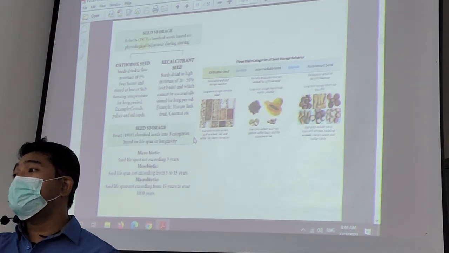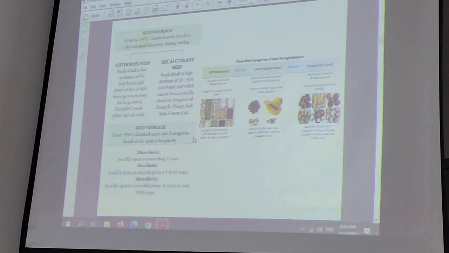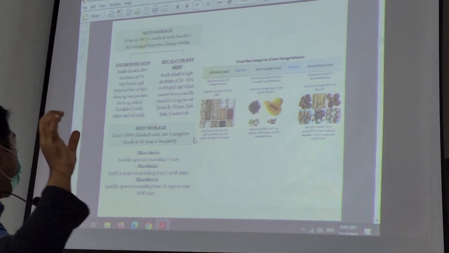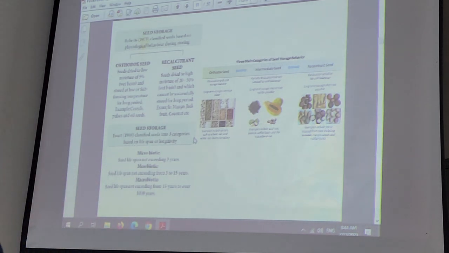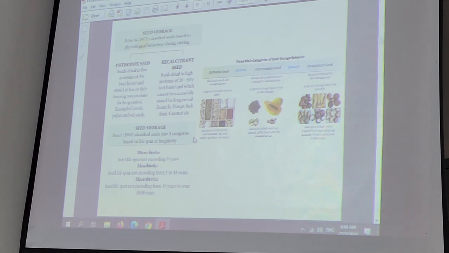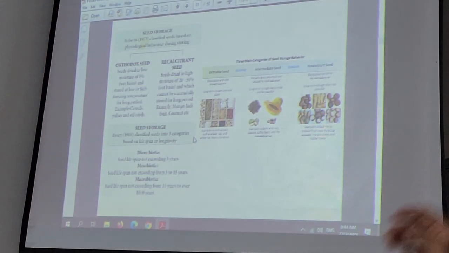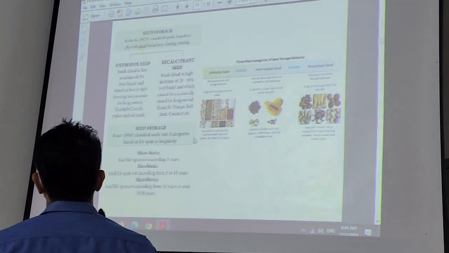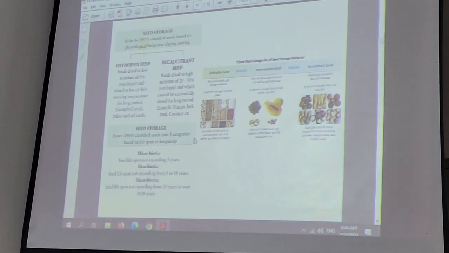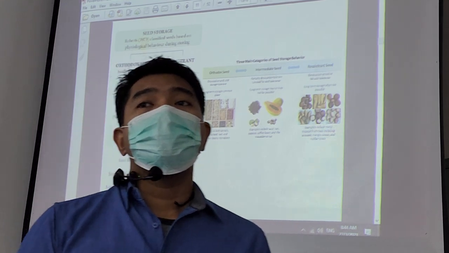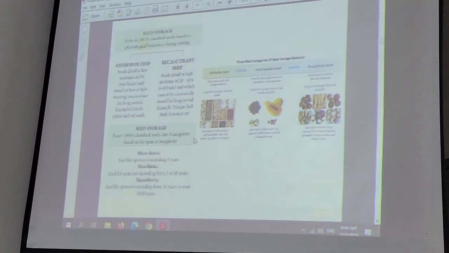So orthodox seeds are seeds that can undergo prolonged drying to the point where the moisture content is very, very low. Usually 10% and below. And it is still viable. That's the key. The moisture has been removed, but it is still viable. Okay. Examples for the orthodox seeds include rice, for example, grains usually. Grains and legumes. You know legumes? Example of legumes? Mung bean. That's good. Yeah.